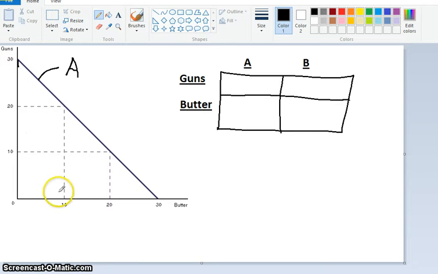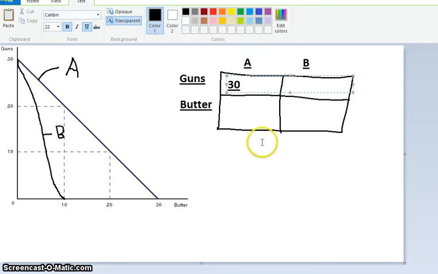So this one here is country A's. This is country B. And they both have different abilities to make things. Now, we want to figure out who should spend time doing which thing. So first we have to convert this information on the graph into this chart to help us out a little bit. So country A, if they devote all their time to guns, they can make 30 of them. If they devote all their time to butter, they can make 30 of them.